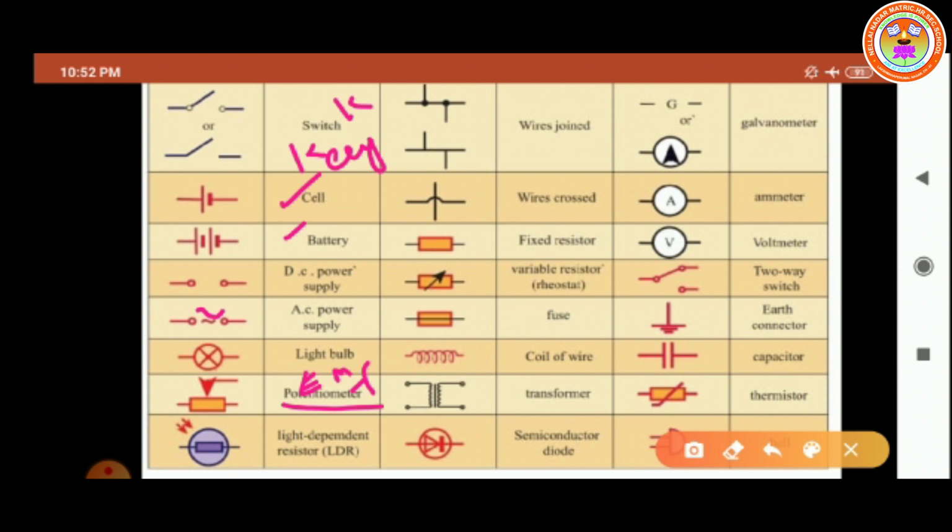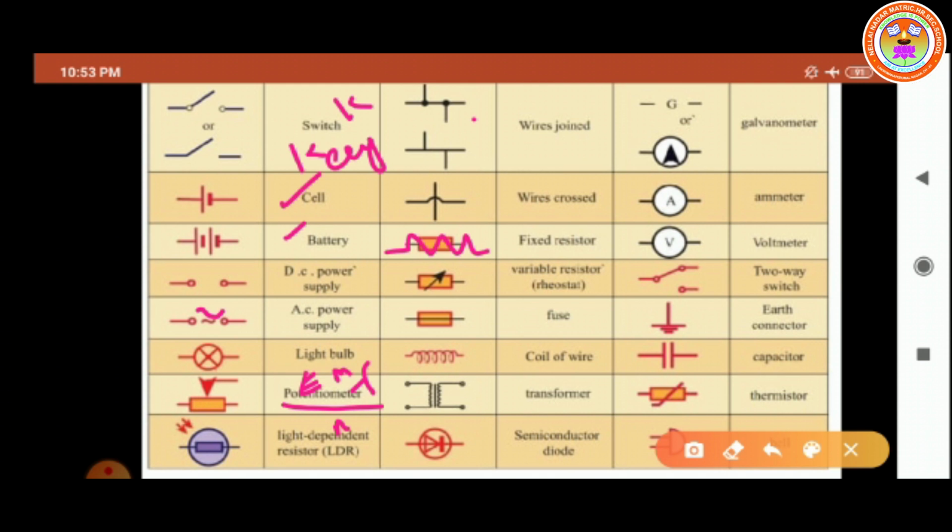And this is taken as a light dependent resistor, LDR, simply we call it. And this is taken as joining of wires, the wires joined. Some wires also come for a cross connection. This is taken as a wire cross. And this is taken as a fixed resistor. In an electrical circuit, this resistor symbol, this symbol also we can use. This is also the fixed resistor. And this is taken as a variable resistor or rheostat.